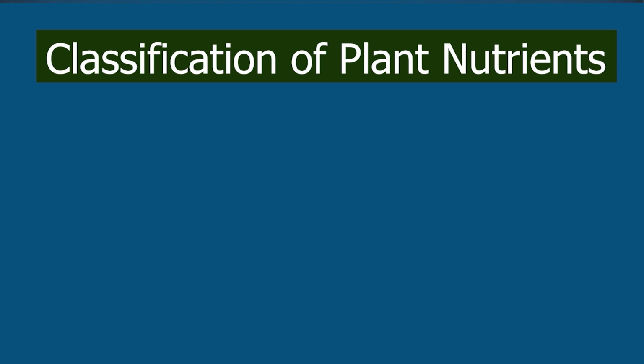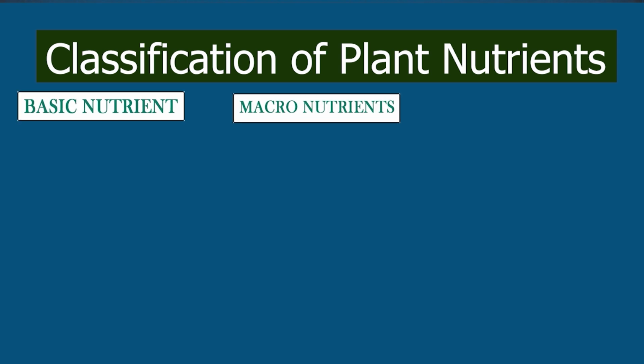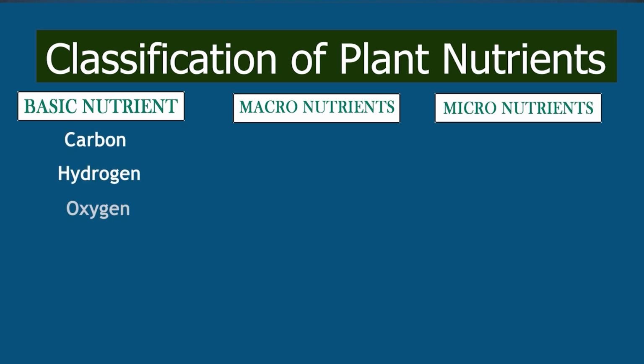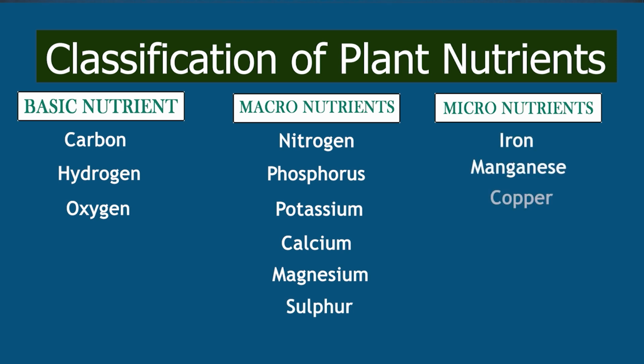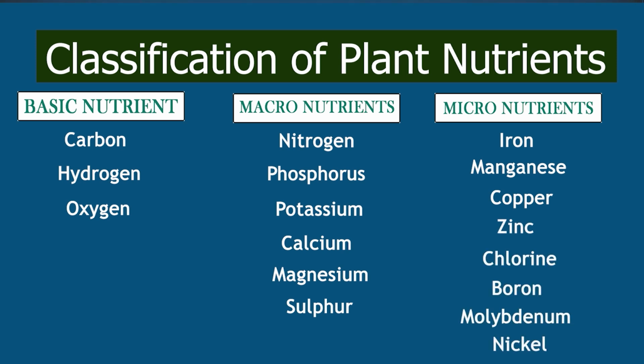Nutrients can be classified according to their requirement and importance in plant life. As you can see in the table, nutrients are divided as basic, macro and micronutrients. The basic nutrients include carbon, hydrogen and oxygen. Macronutrients include nitrogen, phosphorus, potassium, calcium, magnesium and sulfur, whereas micronutrients include iron, manganese, copper, zinc, chlorine, boron, molybdenum and nickel. Let's discuss these in brief.